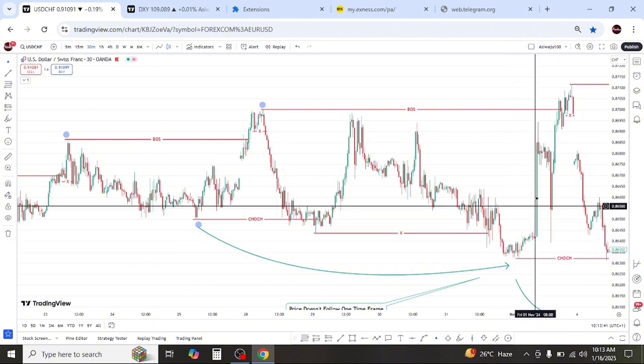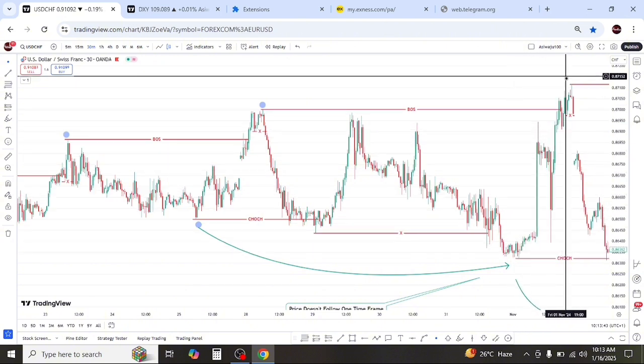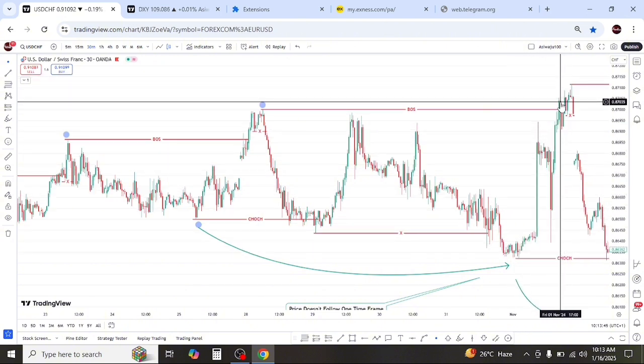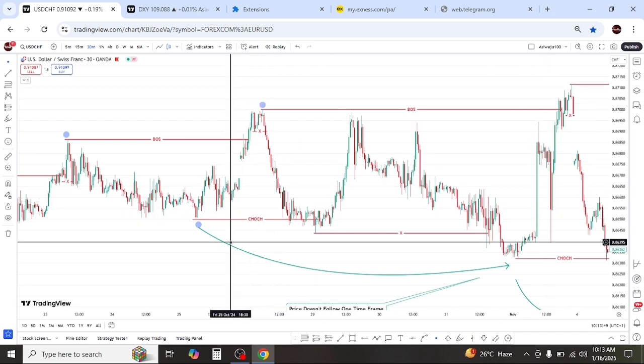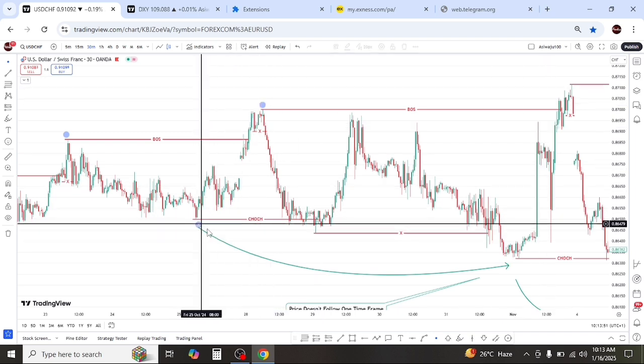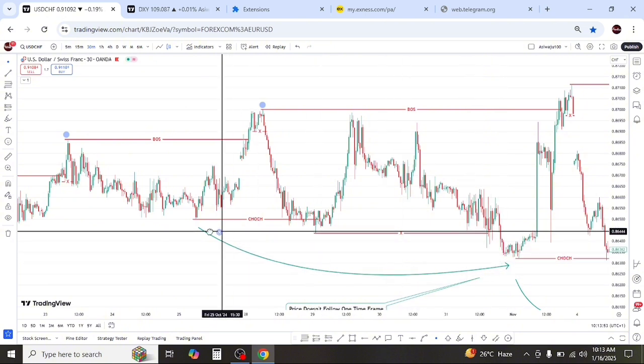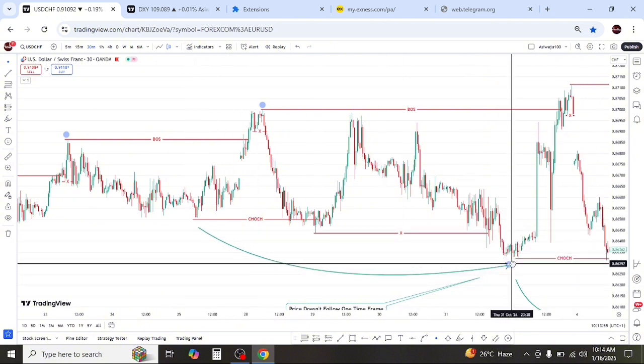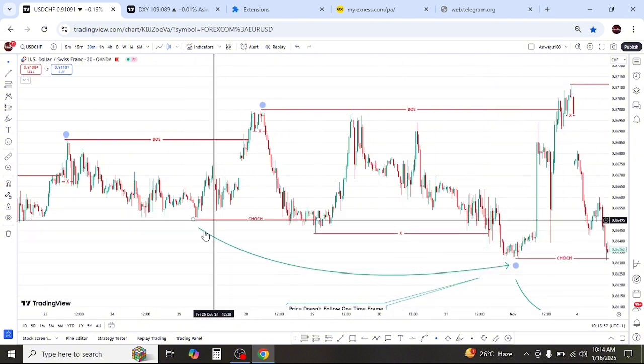And you can see what happens from this point. Price went up again to break this high. So this becomes our valid break of structure. So our major low transferred from this point to this point. So this is no longer our major low.